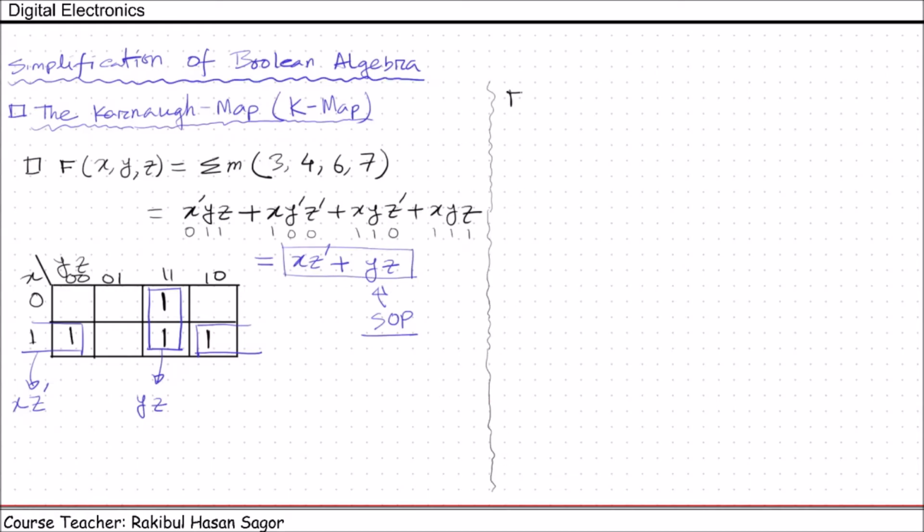Let us see another example. Function f of x, y, z equals summation of min terms 0, 2, 4, 5, 6. Let us take x, y on one side and z on the other side.